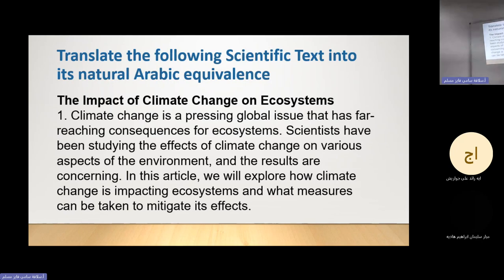By logic, what does by logic mean? From the sentence: what measures can be taken to mitigate its effect. By the logic of the sentence, what does mitigate mean?